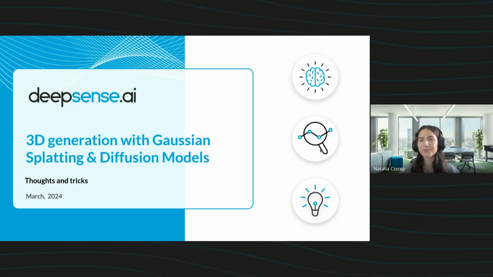I am Natalia Czerep. I am a machine learning engineer at deepsense.ai, and today I will walk you through our thoughts and our research on 3D renders generation using Gaussian splatting and diffusion models.